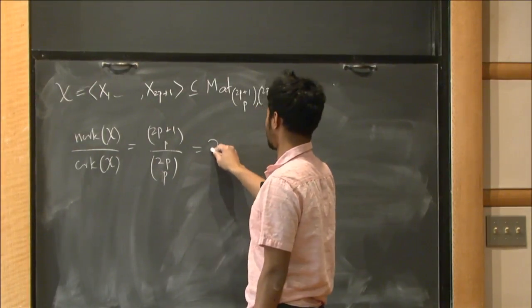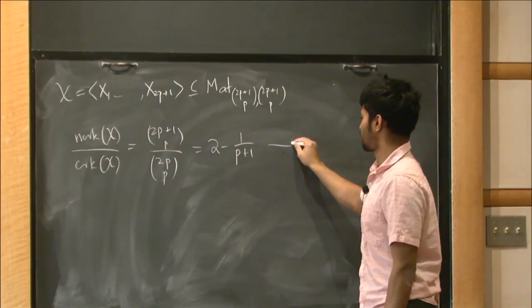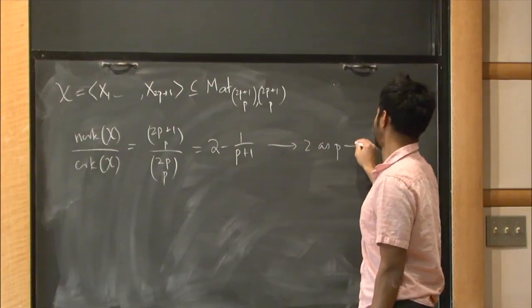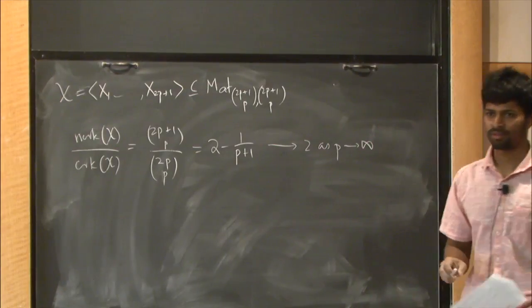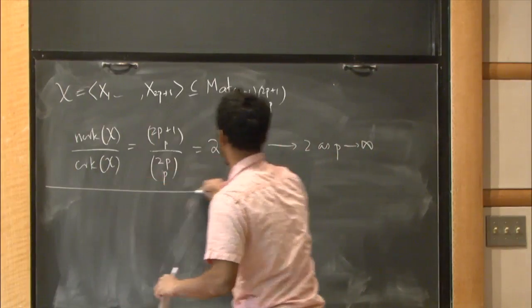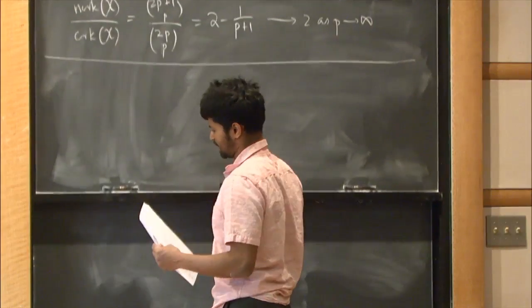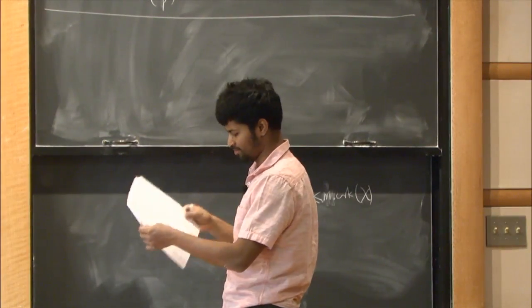And this number, by the way, is 2 minus 1 over p plus 1. So this approaches 2 as p goes to infinity. Now here's the little tidbit of what these matrices are. And if you don't know this, it's okay.